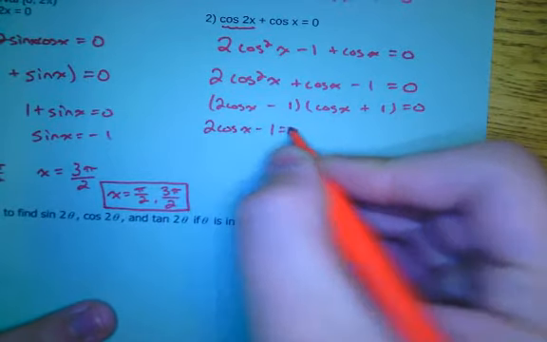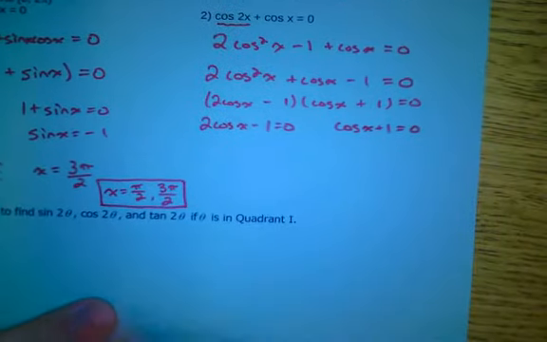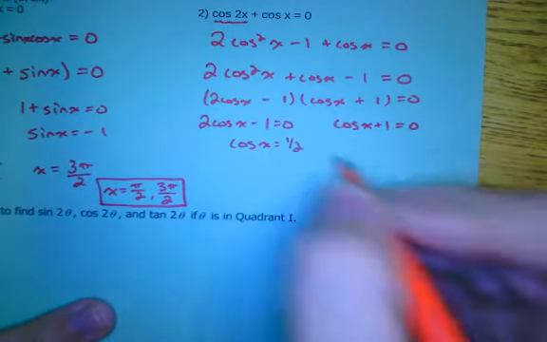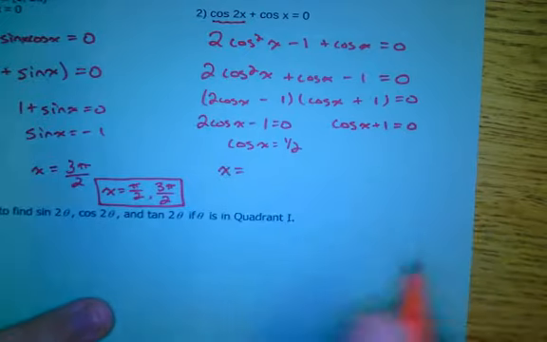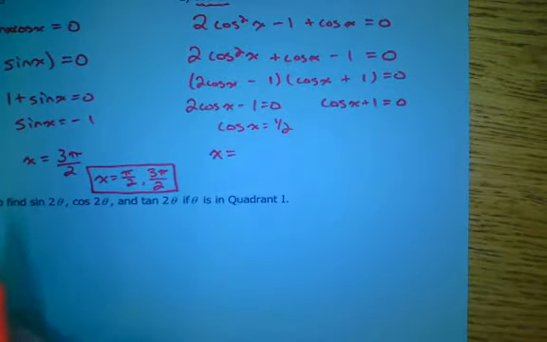Set each of these equal to 0. Okay, so one cosine equals 1/2, right? And the other is negative 1. Hey, let's stick to the one side. Let's finish the job here. So when does cosine equal 1/2?